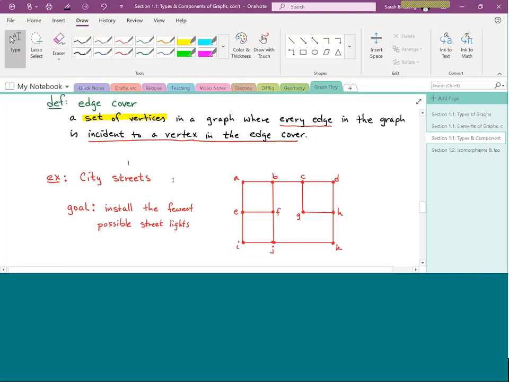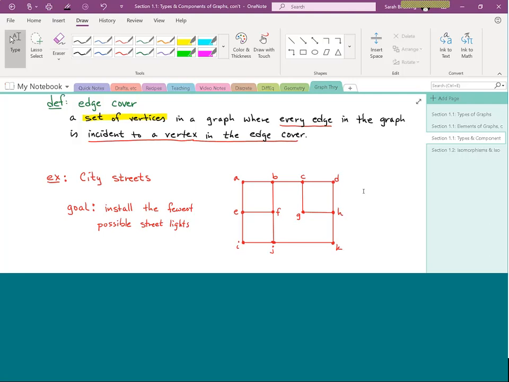So what we're going to look at is the situation where this graph models city streets. The edges here would indicate some street in your city, and each of the vertices is going to model an intersection. So what the city planners wanted to do is install street lamps to make sure everything was lit up. But they were cheapskates, or they just didn't have the budget to put in lights everywhere.